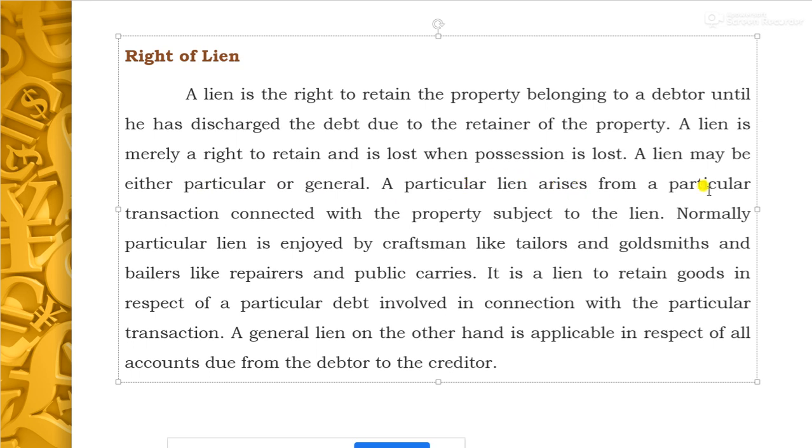A particular lien arises from a particular transaction connected with the property subject to the lien. Normally, particular lien is enjoyed by craftsmen like tailors and goldsmiths, and bailees like repairers and public carriers. It is a lien to retain the goods in respect of a particular debt involved in a particular transaction. A general lien, on the other hand, is applicable in respect of all the accounts due from the debtor to the creditor, or to a series of transactions. So a general lien applies to a series of transactions, or until all the debts are repaid by the debtor. This is what is meant by the right of lien.